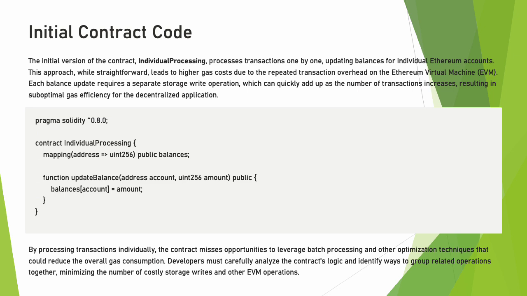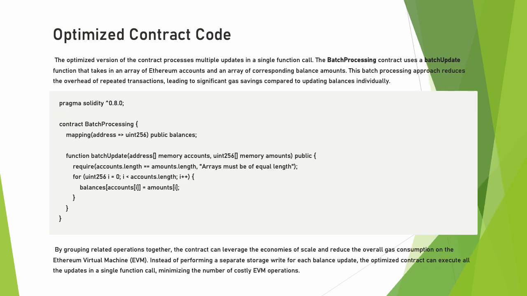Moving on to the optimal version of this code. The optimized version of the contract processes multiple updates in a single function call. The batch processing contract uses a batch update function that takes in an array of Ethereum accounts and an array of corresponding balance amounts. This batch processing approach reduces the overhead of repeated transactions, leading to significant gas savings compared to updating balances individually. Here, we don't retrieve the public storage variable balances every time we have to store an amount to a particular account.